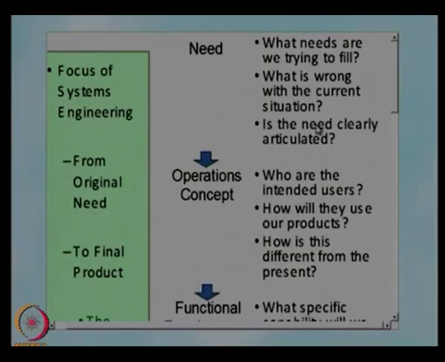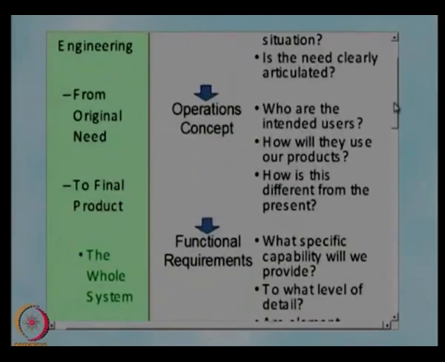Once we have these needs identified, we go for the operations concept for the system. Since it is a new design, we need to identify some kind of operations concept which will help us to develop the system. In order to do that, we try to find out who the intended users for this system are, how they use these products, and how this is different from the present system. If we know these things about the users and their preferences and what should be different from the existing system, we can develop an operations concept.